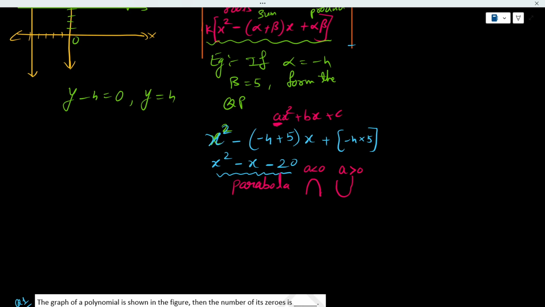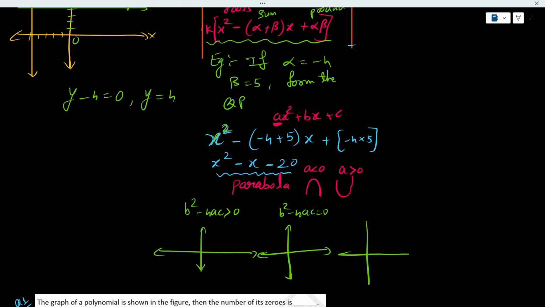So how will the graph be formed here? You can get three kinds of graph here, based on b square minus 4ac. This is the nature of roots you have learned for quadratic equations, and you can apply it here also, right? The second graph is for b square minus 4ac equal to 0, and the third graph is for no solution, because we have said there can be at most two solutions, so there is a possibility that there can be no solution also. Based on this, you can get an upward or downward parabola.